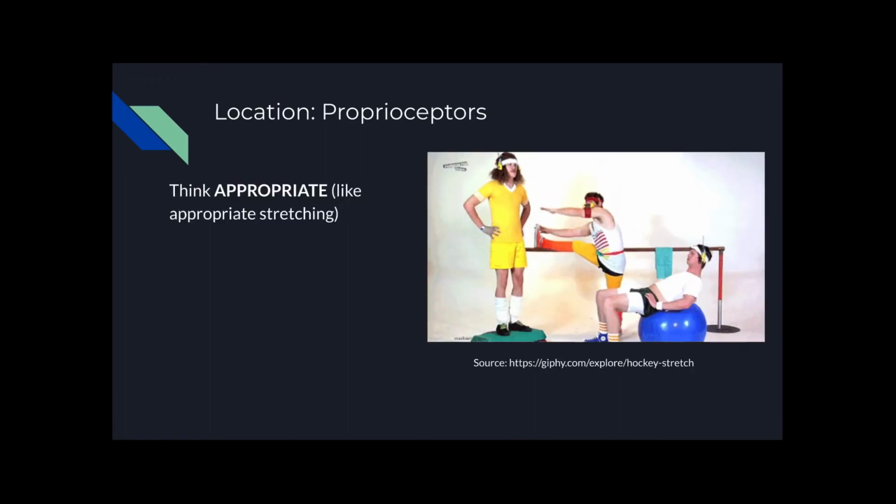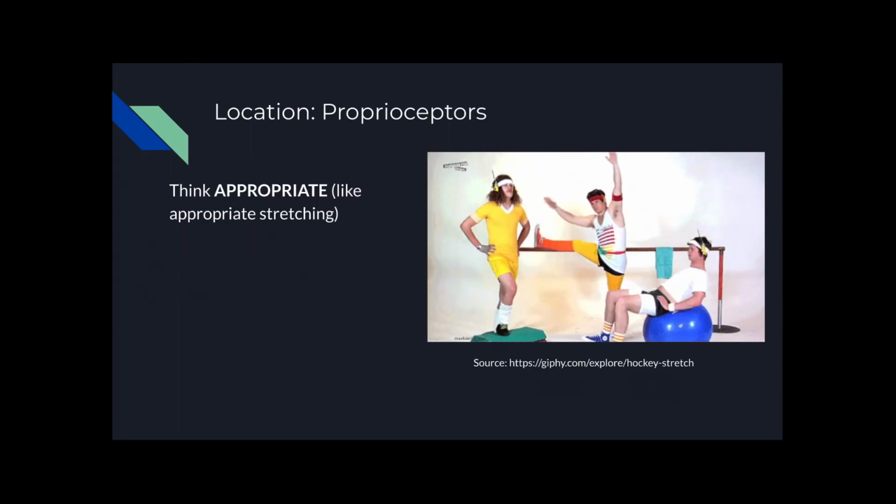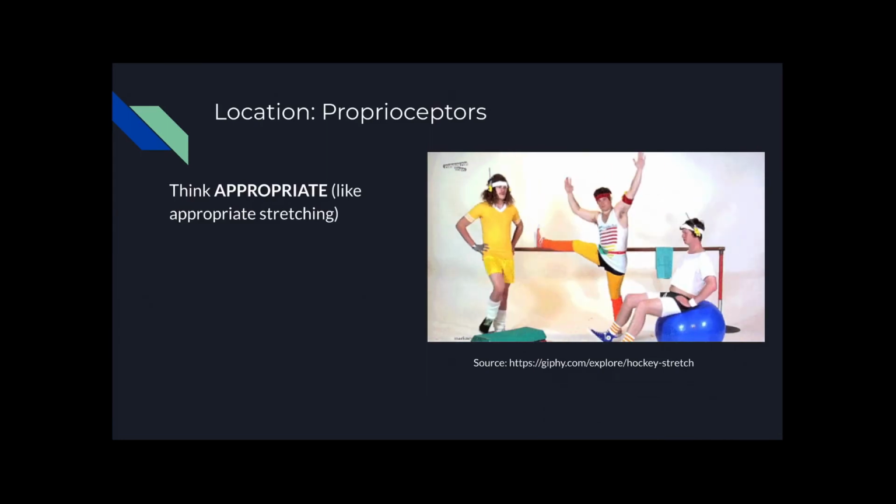The last location-based classification of our receptors I want to talk about are our proprioceptors. Now, when I think of these, I think appropriate, because these are the receptors that detect stretch, and we only ever want to stretch our muscles to an appropriate length, because anything beyond that could potentially lead to injury. So appropriate for proprioceptors.